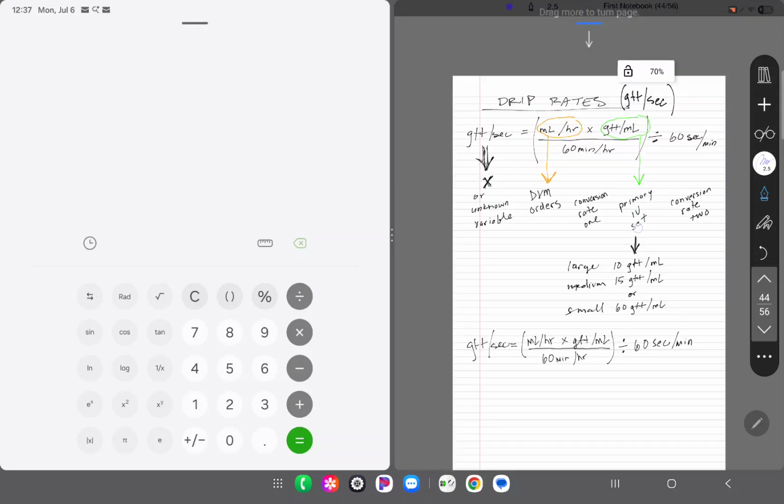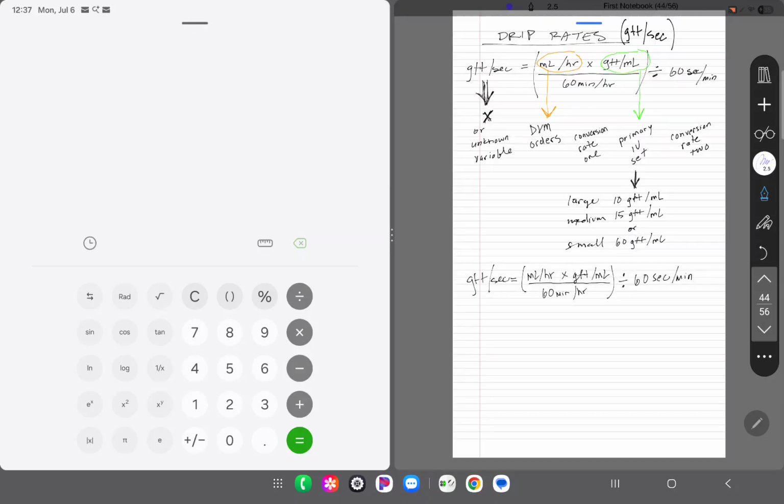Okay, and now let's break down the equation. What does it mean? This first piece, the GTT per second, that's what the answer needs to be. So that's my x, my unknown variable. I have no idea what that's going to be. That is something I have to figure out from the equation. The mil per hour here in orange, that's what the DVM orders. So when they give you that dreaded Post-it note that just has random scribbles on it, they're going to tell you what mil per hour they want on this pet. And that's probably all they're going to give you. So there you go.